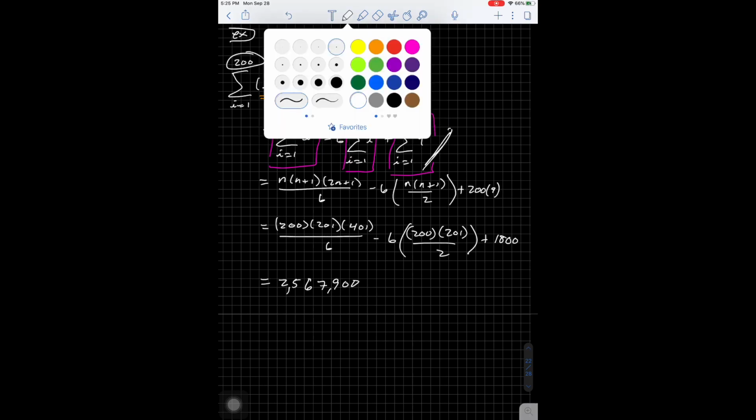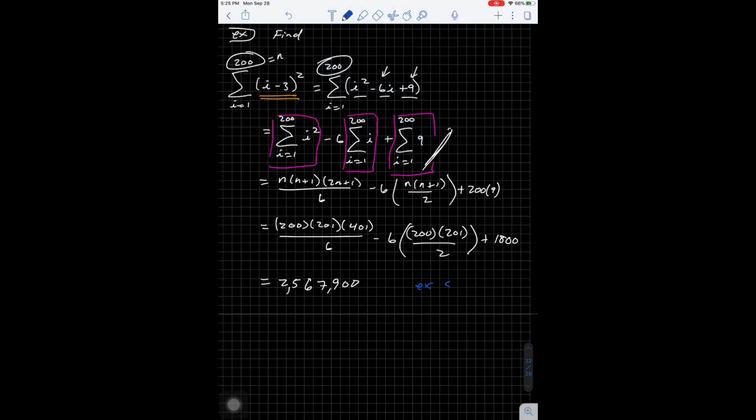Try one of these. Example 5.2, the check question of 5.2. It's at the end of the example. Again, answers in the back.